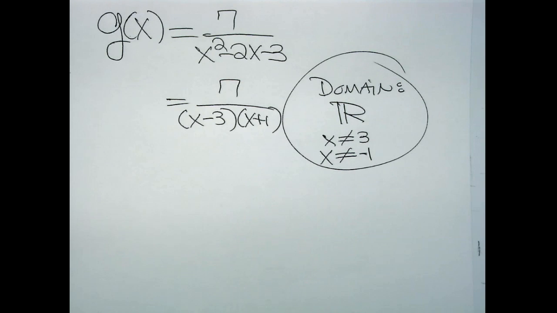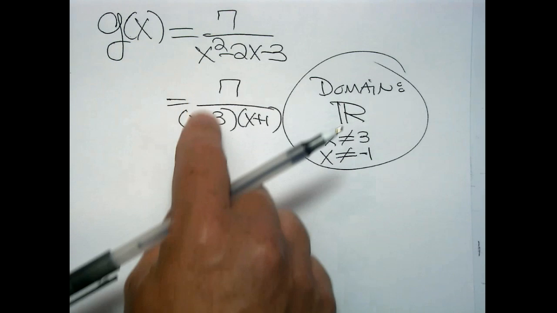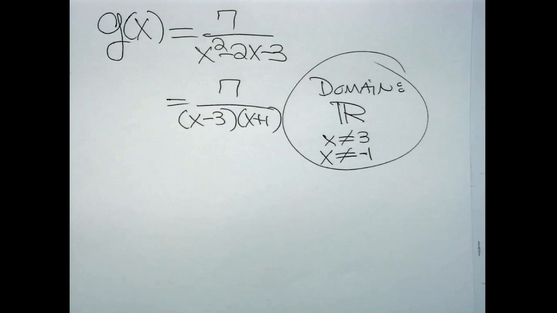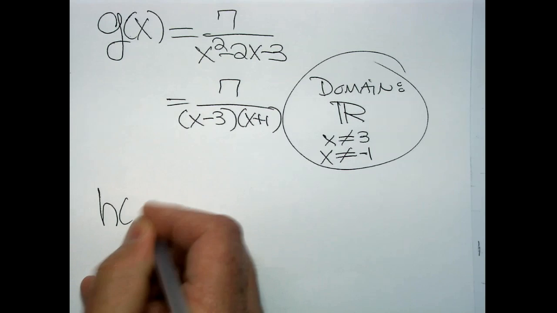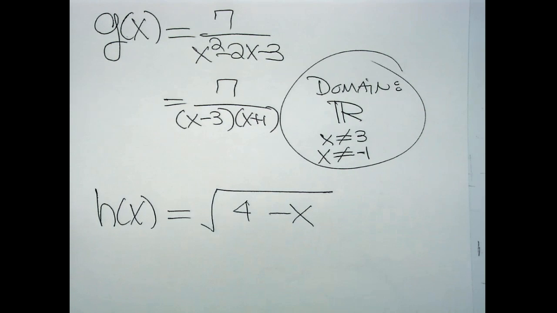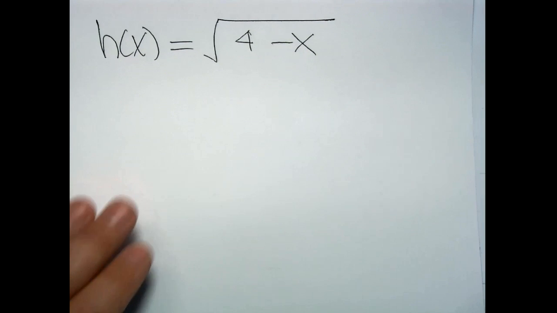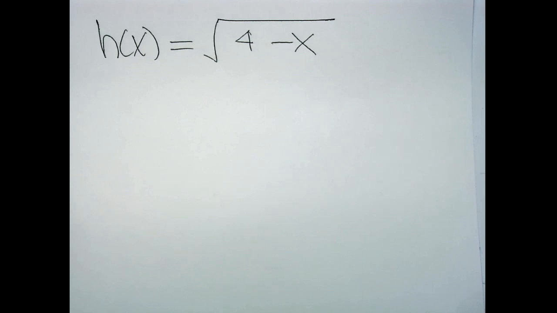So we want to extract those numbers that cause the function difficulty. If you really did put a 3 in here, or here, or here, you would have 7 over 0, which is undefined, which is infinity, or could be minus infinity. It's actually hard to tell which one it is. Let's try another one, h of x. Now, this one, there's no worrying about dividing by 0, but there is a concern with taking the square root of a negative number.